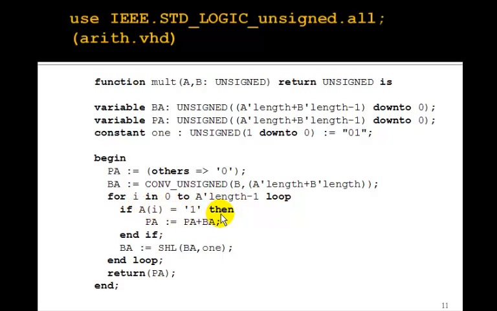If A sub I equals 1, well, that's our little multiplexer. Here's the P is PA plus B, just like we did. And then you remember we shifted B 1 bit to the left. They just used the shift left function that we saw before. BA shifted 1 bit. So in fact, this is exactly the program that we just designed. And in fact, that's what they use. They'll return the product.